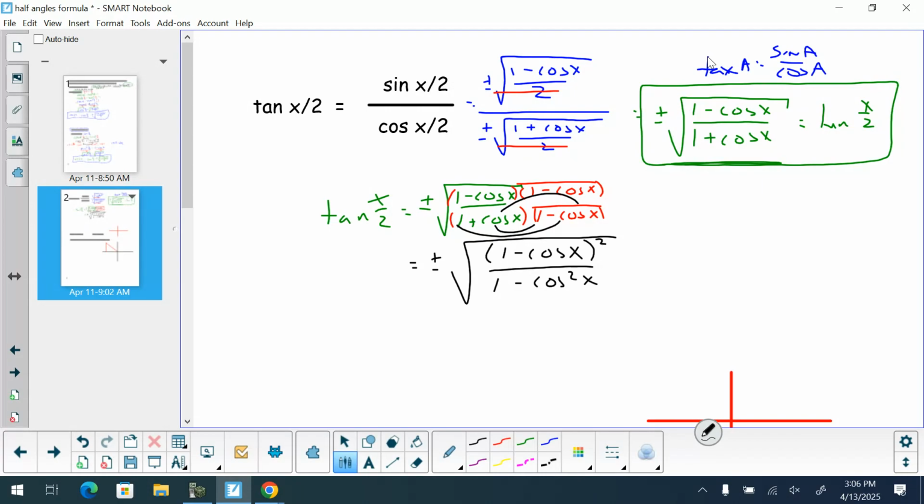Well, if we look back into our identity sheet and our formula sheet, we've seen 1 minus cosine squared. 1 minus cosine squared from our trig identities is equal to what? Well, the answer to that should be sine squared.